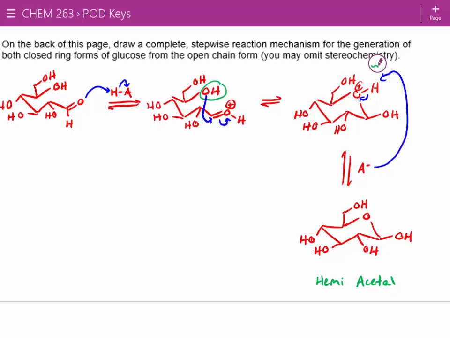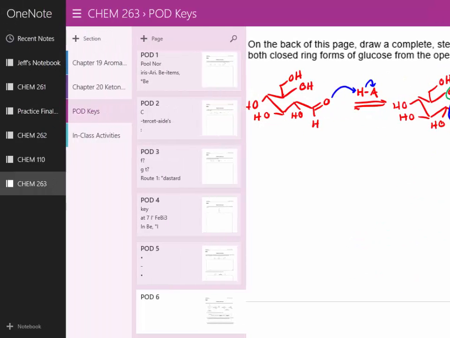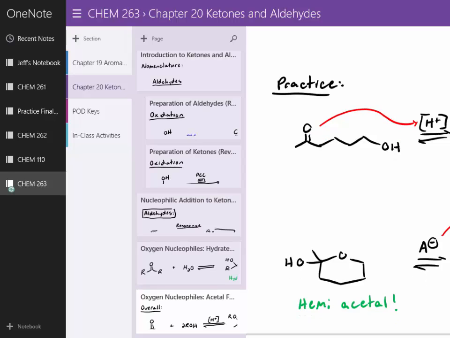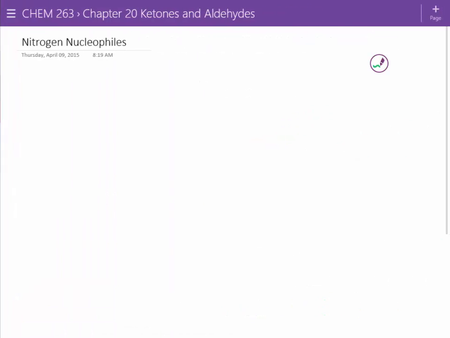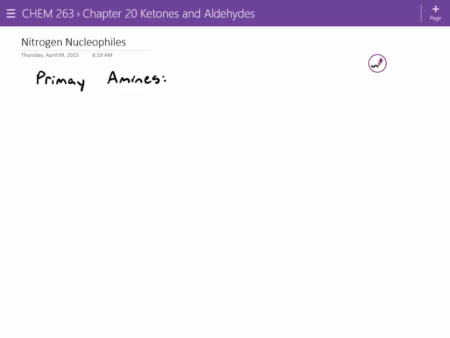Okay, so now let's go back to chapter 20 and switch gears into nitrogen nucleophiles. Yesterday we hit all of the oxygen nucleophiles. And it depends on what nitrogen nucleophile you're using. So we're going to break this into two sections. The first one's going to be primary amines, and then we'll continue on into secondary amines. Primary amines.